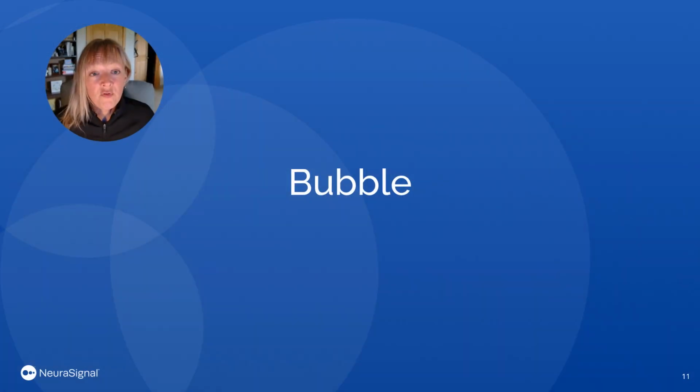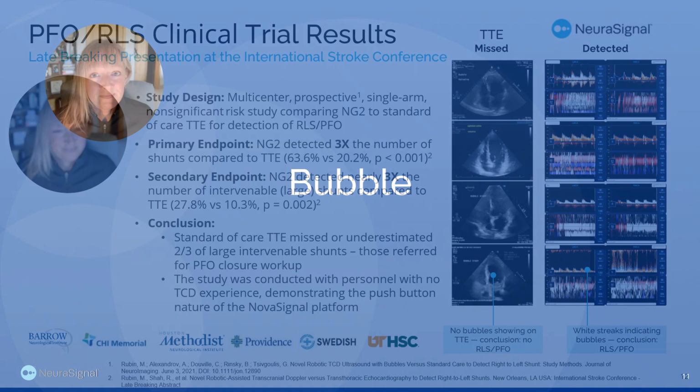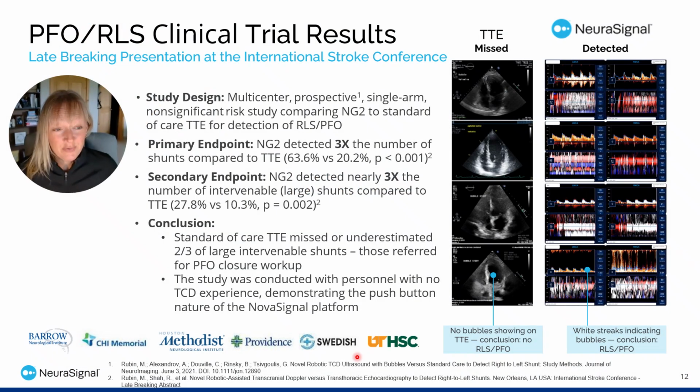Next, we'll do a brief overview of bubble studies. So why do we do TCD bubble study? It has been proven to be 3 times more sensitive than echo TTE. So this is side-by-side comparison showing actual patients that had TTE that completely missed the PFO. And these aren't small shunts being missed, they're large shunts.